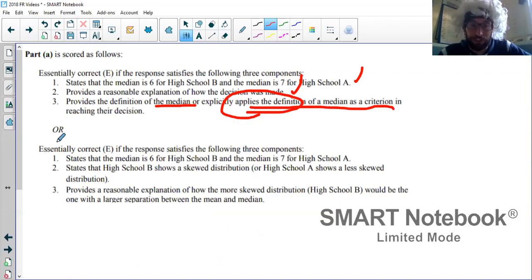And then if you look at this, this is talking about the second explanation I just mentioned, looking at the skewness. So 2 ways we could address that. So some good review there. All right, part B, let's do it.